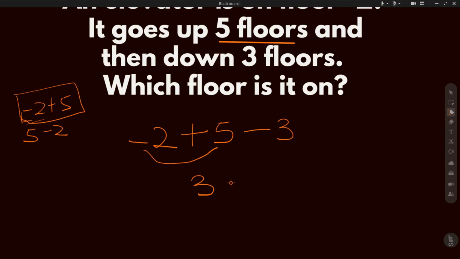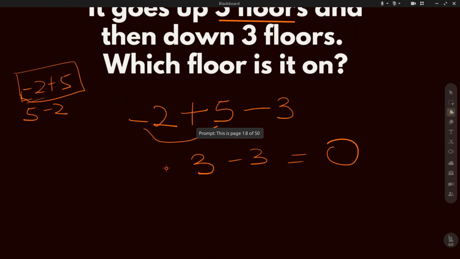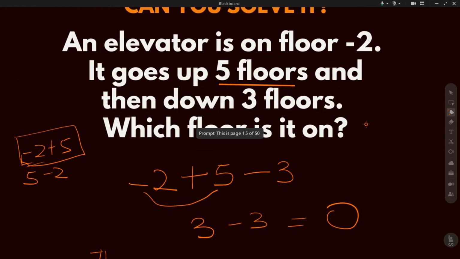So we have 3 minus 3, and this will be 0. So that means the elevator will be on floor 0.